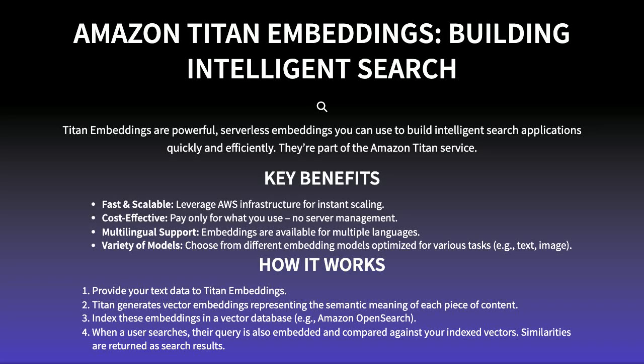Let's talk about building really smart search applications using Amazon Titan embeddings. Titan offers a super convenient way to generate vector embeddings. Essentially, they're like fingerprints for your text data, capturing its meaning. These embeddings are then stored in a vector database, and when someone searches, their query gets turned into an embedding too. The system quickly finds the most similar content based on these numerical representations, giving you incredibly relevant results without needing to manage servers or worry about scaling.